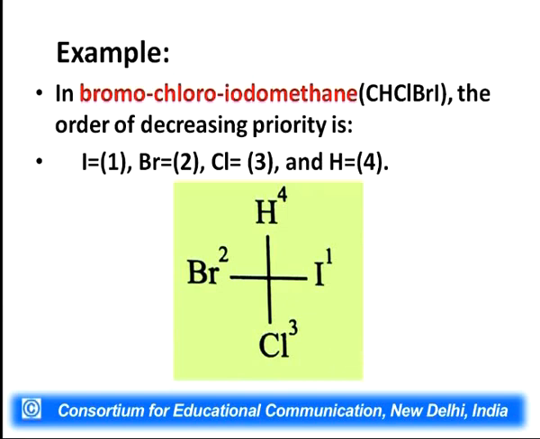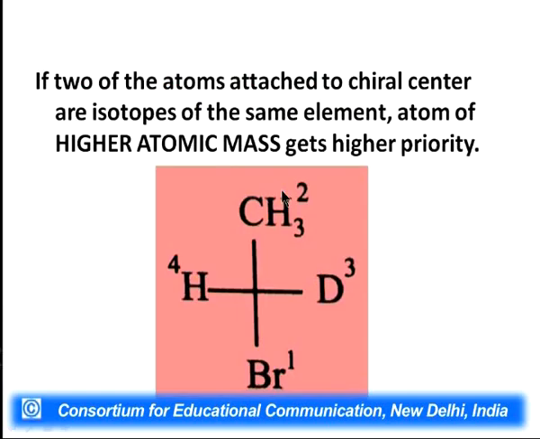So now in this case, what I am trying to indicate is that between iodine, chlorine and bromine, iodine has the highest atomic number, so we have given it priority number one, followed by bromine which has the next atomic number, then chlorine, and followed by hydrogen which has the lowest priority number. So the group which has the highest priority is given number 1, followed by 2, 3 and 4.